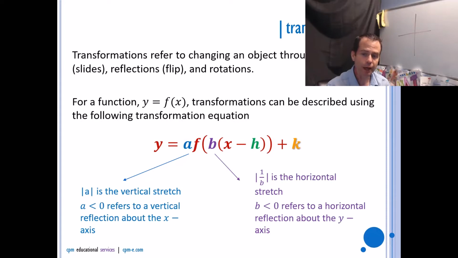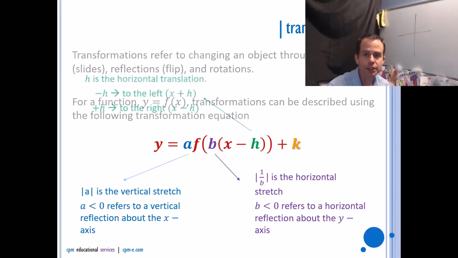I have absolute value brackets there just to say we would never say I have a stretch of negative 3. I have a stretch of 3 and then I have a reflection, but you never call a stretch negative. As soon as you see that negative sign, you're talking about a reflection. It's going to be a separate statement. That's why I put the a and the 1 over b in absolute value brackets. You're not ever going to tell me a negative there. The negative would be in with the reflection, okay?